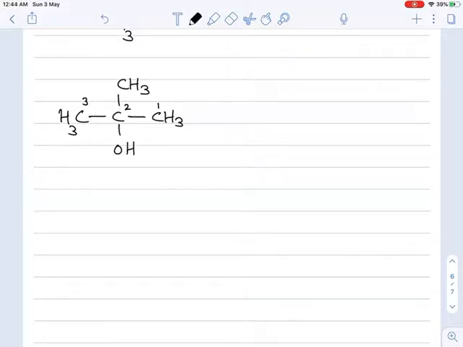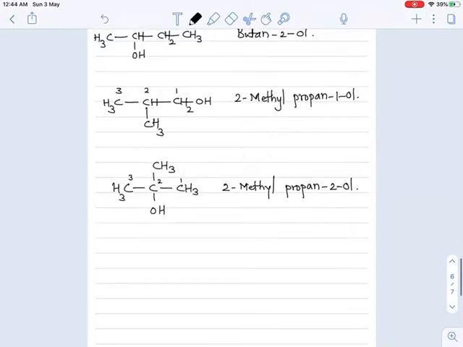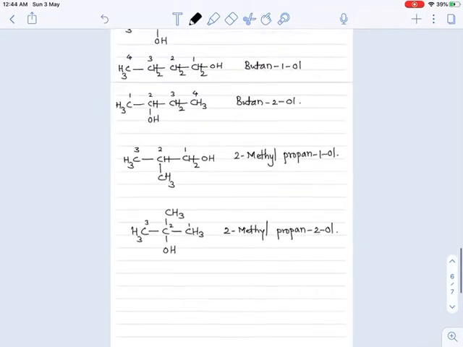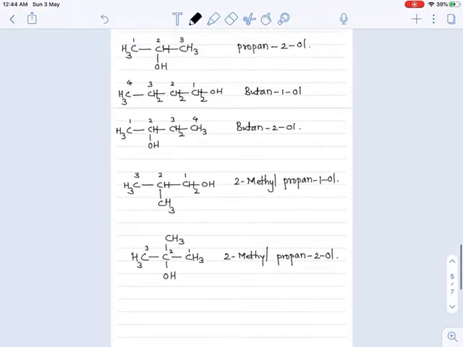At carbon 2 the methyl group is there, so 2-methyl, and the 3 carbon containing chain is propane, and at position 2 the OH group is there, so propan-2-ol, so 2-methylpropan-2-ol. So these are some examples of alcohols named according to the IUPAC system.